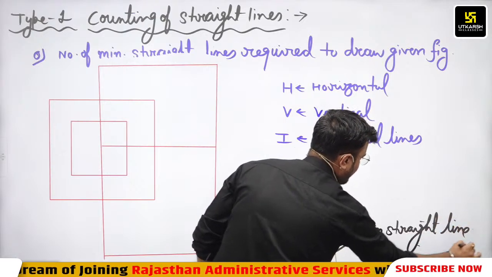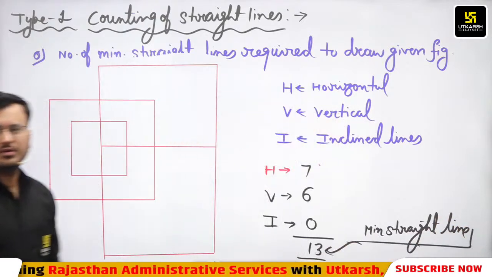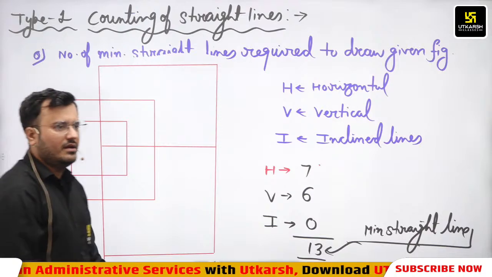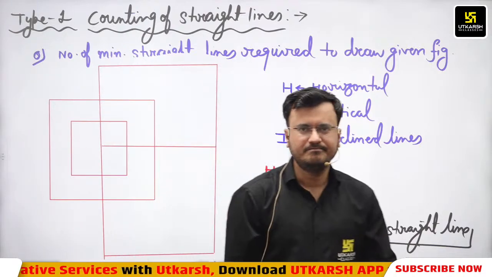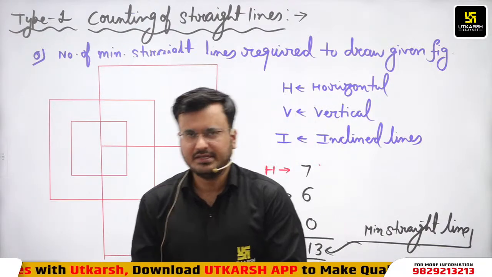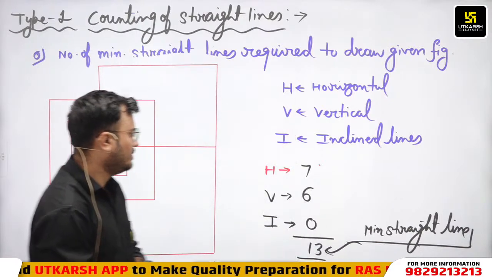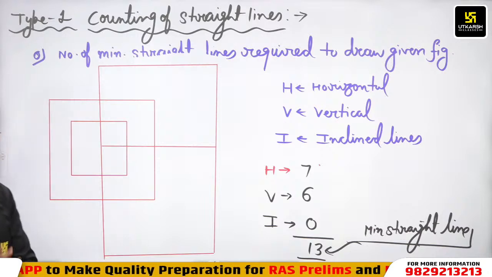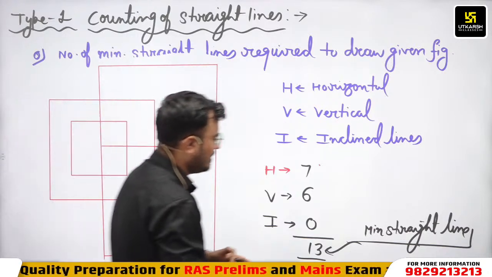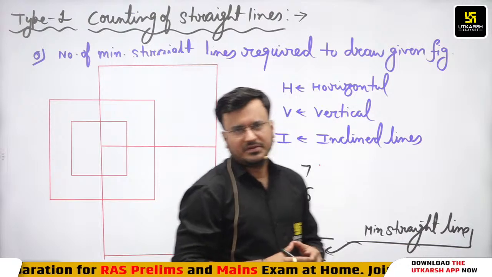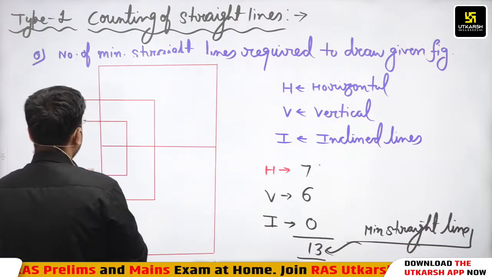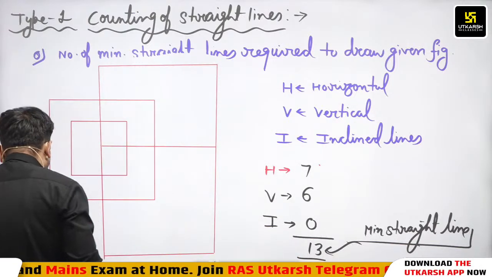Now I hope you understood very well how to count the straight lines. We need to divide the given figure into 3 parts: horizontal lines, vertical lines, and inclined lines. One by one we need to count all these, and at the end we need to add all these numbers, and we will get how many minimum straight lines are required to draw this figure.